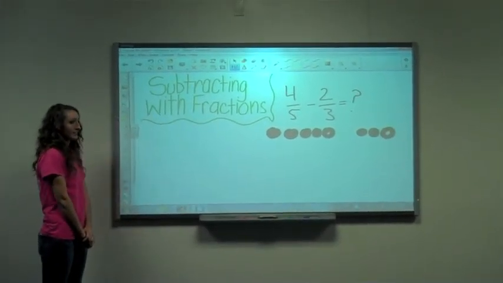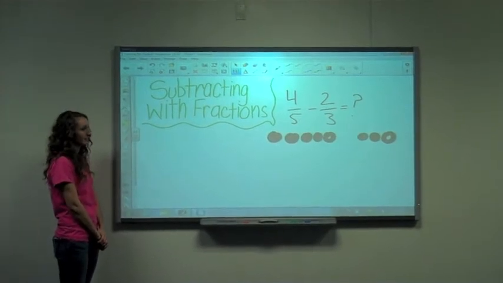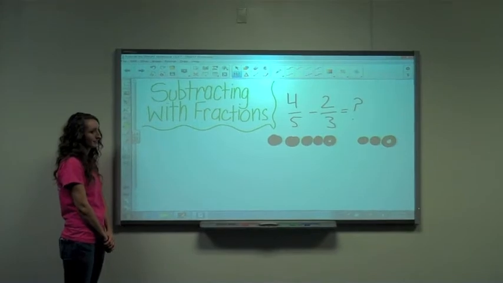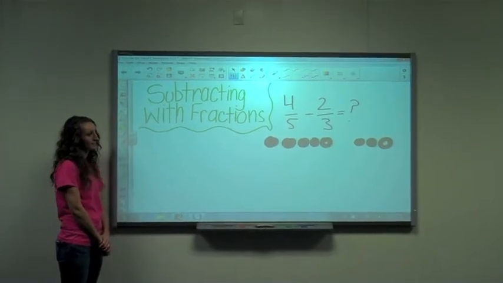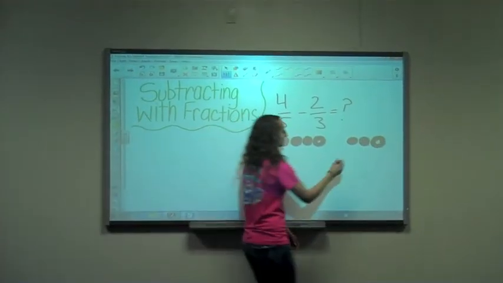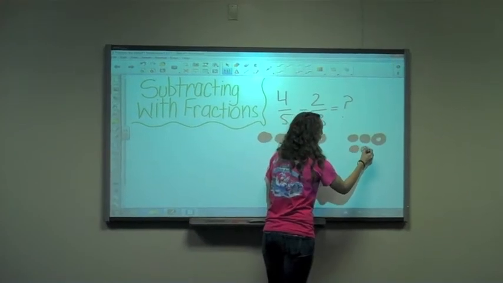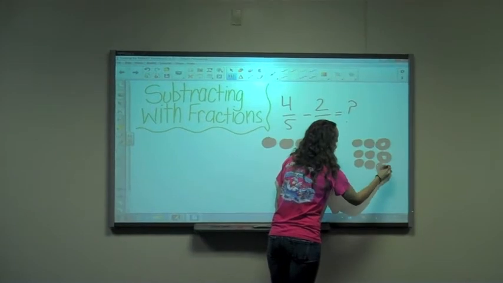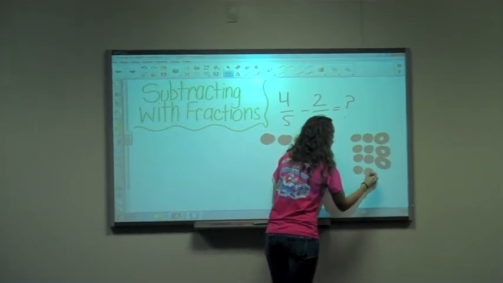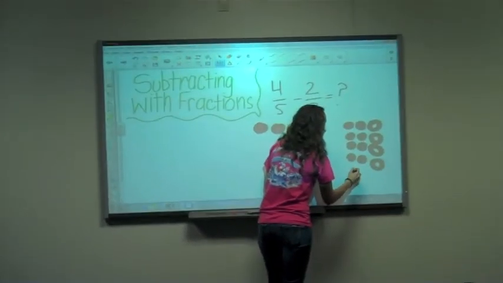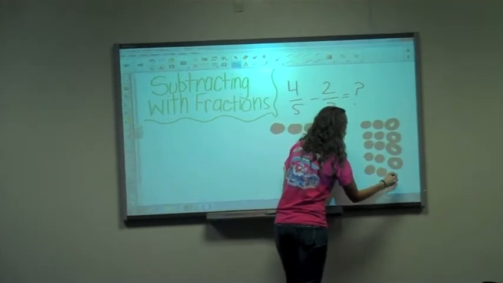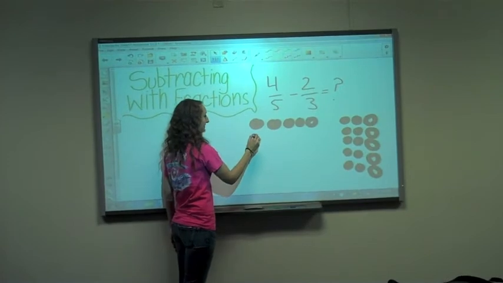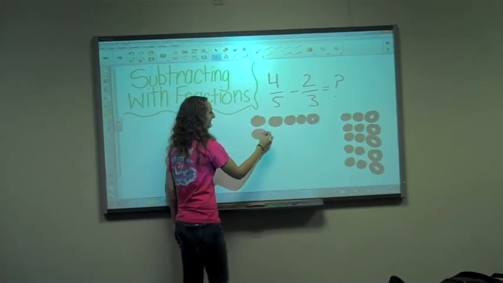Next, you're going to compare denominators to make the groups even. So 4/5 has 5 groups, so you need to make 2/3 have 5 groups as well. Excellent job. Do the same for 2/3, making the fraction 4/5 have 3 equal groups.